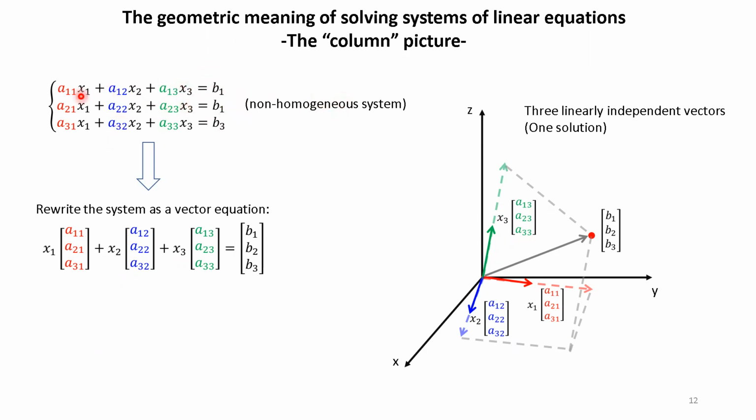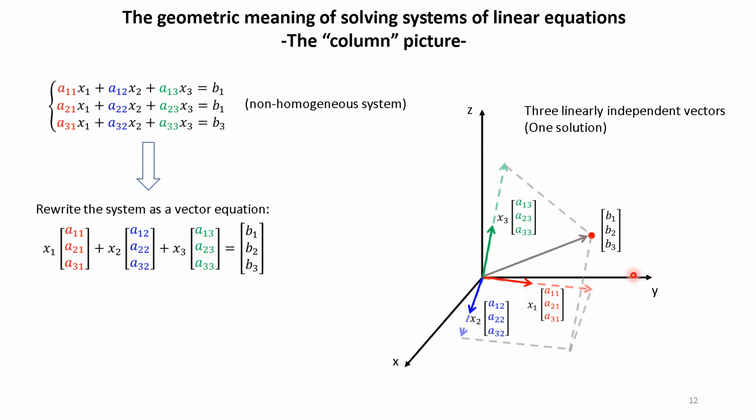In this column picture, I write this again as a vector equation. This time I have three vectors, each with 3 components. In the geometric picture, these would be 3 vectors in the XYZ space, the red, blue, and green. Of course, the B vector on the right-hand side is also a vector in 3D space. Again, the question is, I want to find the appropriate linear combination of these 3 vectors to get to this B vector.